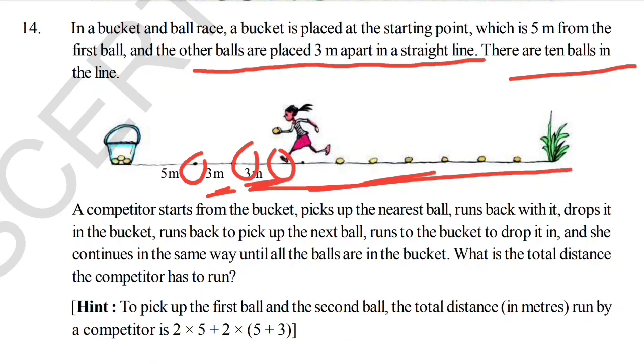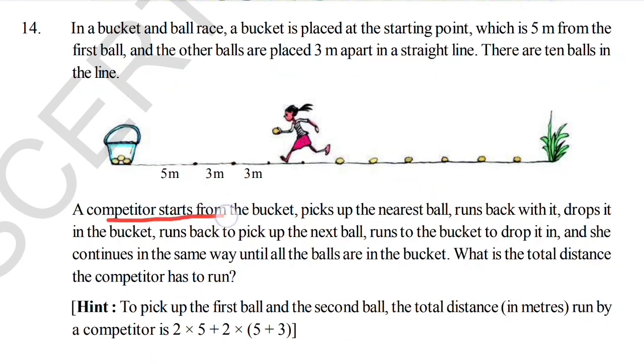Now a competitor starts from the bucket and picks up the nearest ball. Which is the nearest one? The first ball is the nearest one. He runs back with it. What happened here? First he started the task from the bucket.